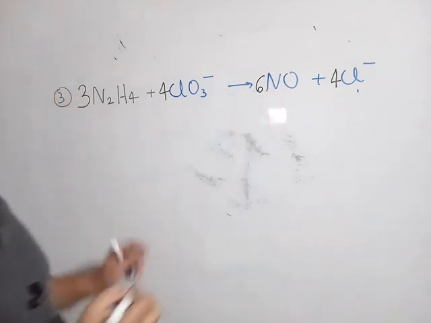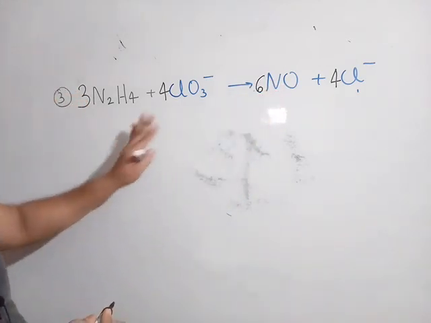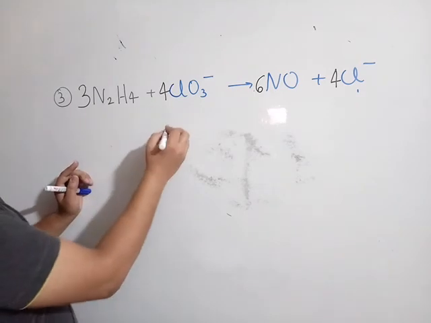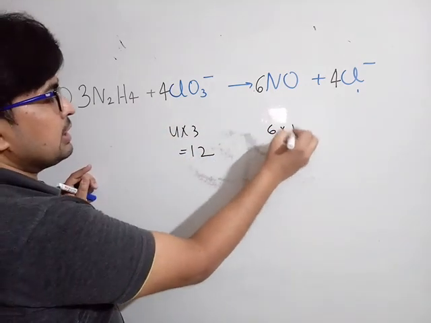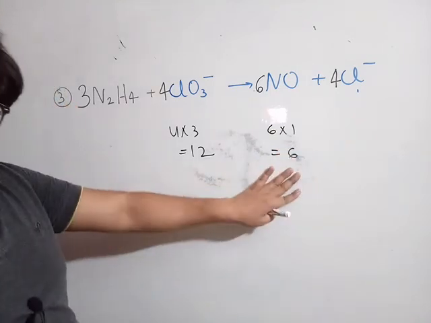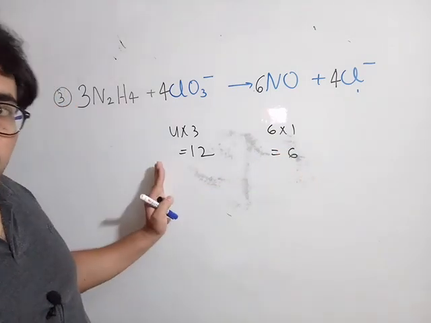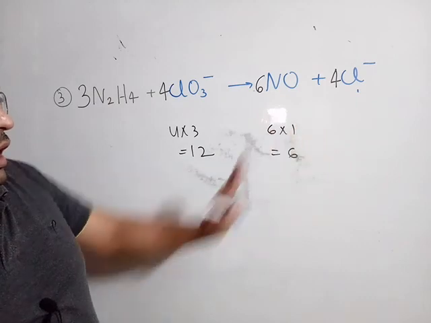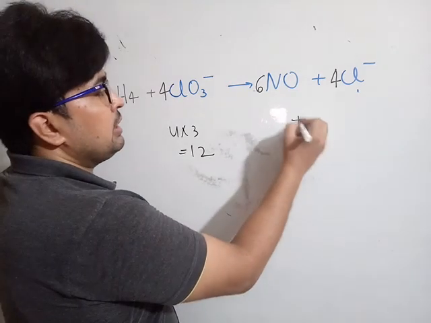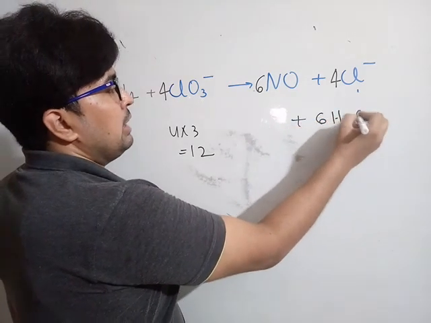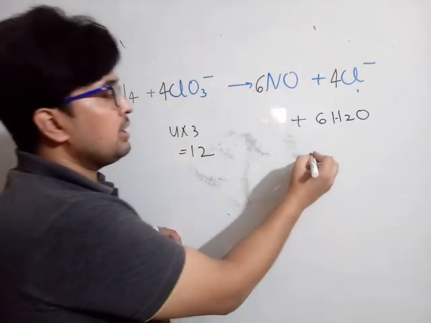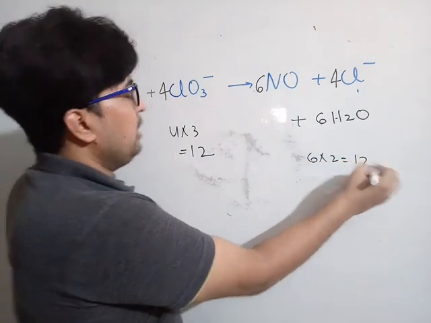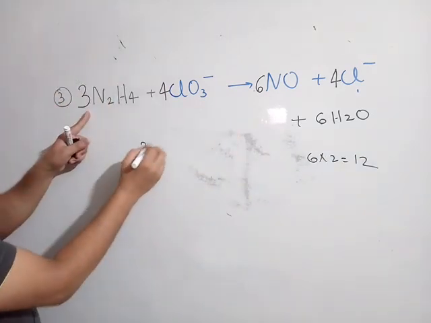What's the next step? Balance oxygen by adding H2O. If we check, 4 3s are 12, and here 6 1s are 6. So in the RHS we have less oxygen and in the LHS we have more oxygen. So we'll add H2O on the right hand side, 6H2O. And what next? Hydrogen: 6 2s are 12, and here 3 4s are 12.